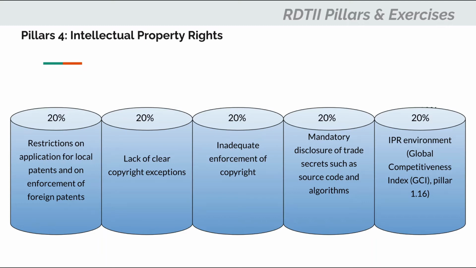First, restrictions on application for local patents and on enforcement of foreign patents. Second, presence of copyright exceptions. Third, inadequate enforcement of copyright. Fourth, mandatory disclosure of trade secrets, such as source code and algorithms, and fifth, IPR environment based on Global Competitiveness Index. Each subpillar is given an equal weight rate of 20%.